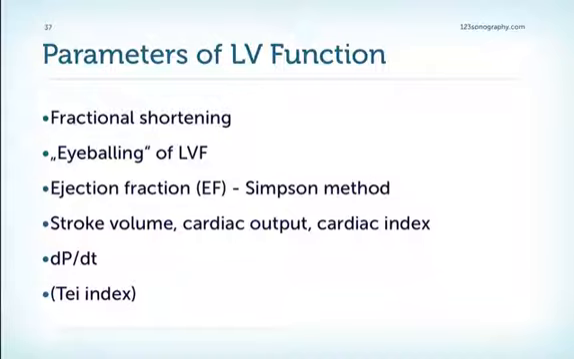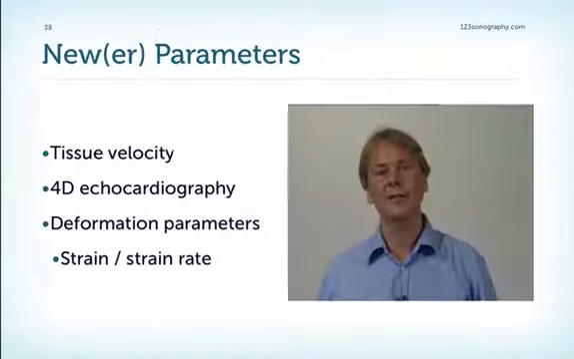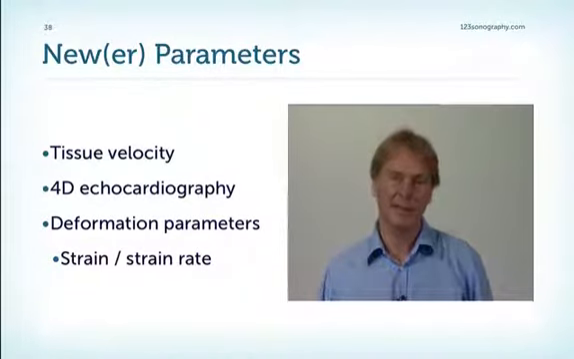But let's now see which parameters are available for the quantification of left ventricular function. Fractional shortening, eyeballing and estimation of left ventricular function, calculations of ejection fraction using the Simpson method, calculations of stroke volume, cardiac output and cardiac index, contractility measurements using dP/dt and the TEI index. These are the standard parameters we use in everyday clinical practice.